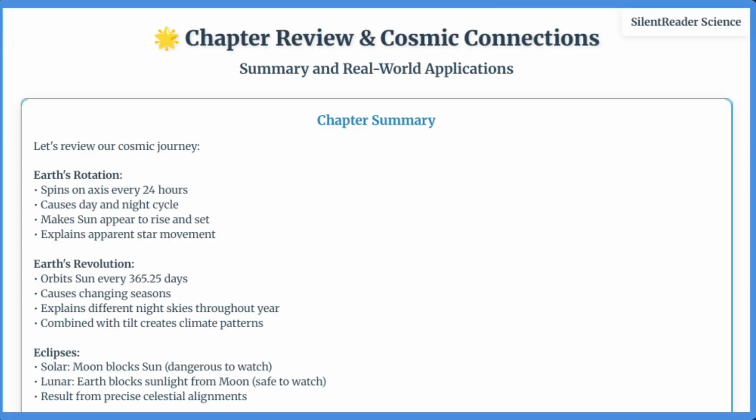We've discovered eclipses, both solar when the moon blocks the sun, and lunar when Earth blocks sunlight from the moon. These celestial phenomena connect to our daily lives in many ways, from timekeeping and agriculture to navigation and cultural festivals.